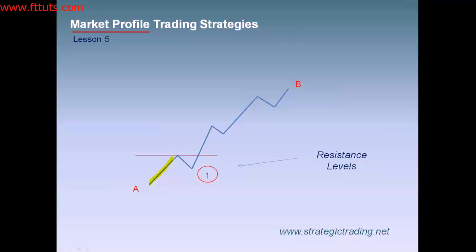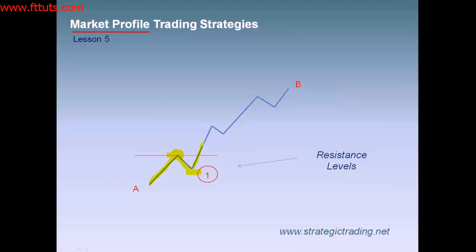We're moving up, and then all of a sudden, we meet sellers. Sellers define the resistance for us. So since now we've found sellers, what's going to happen? Prices are going to start to drop. And the auction drops until it meets support or buyers.